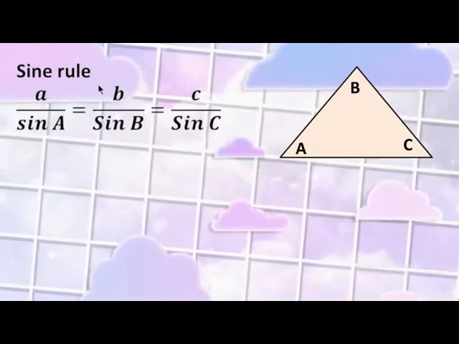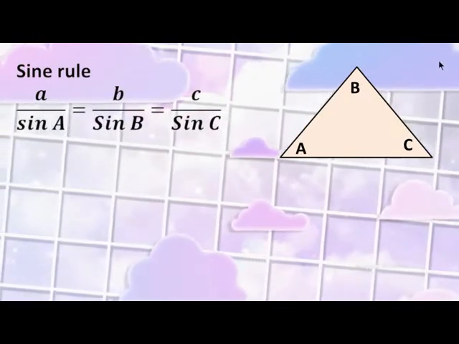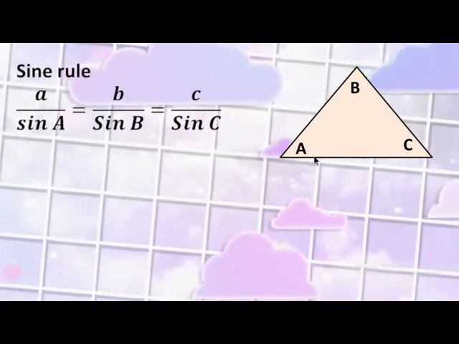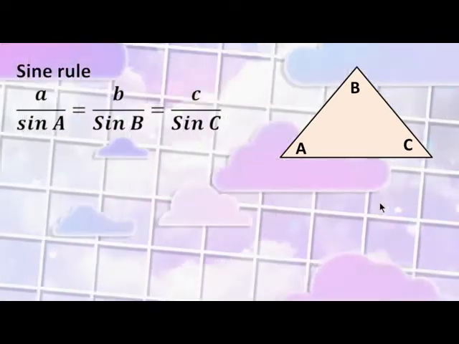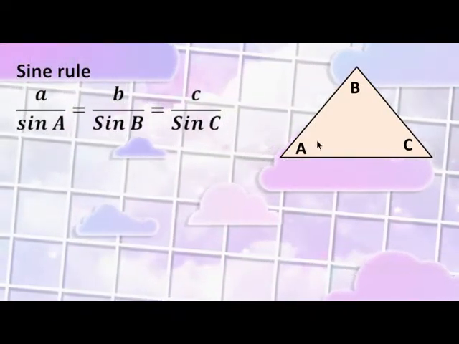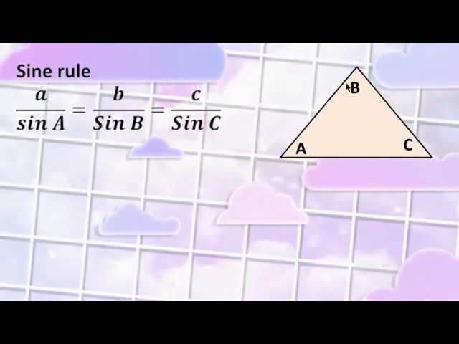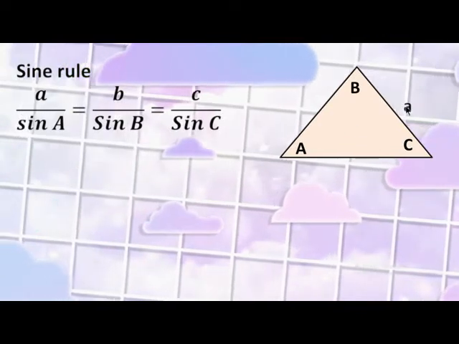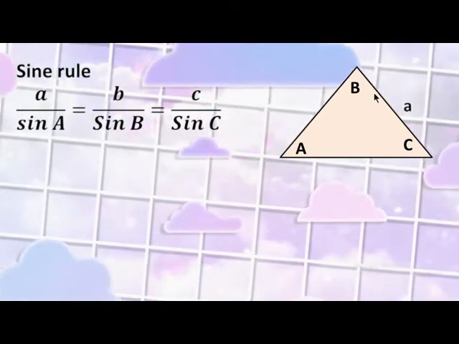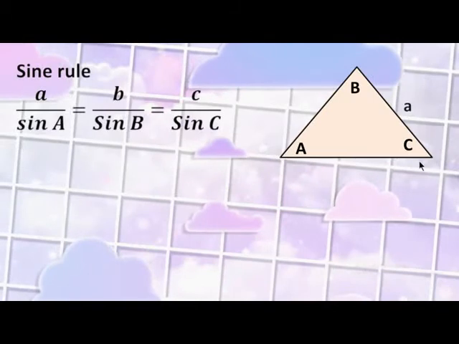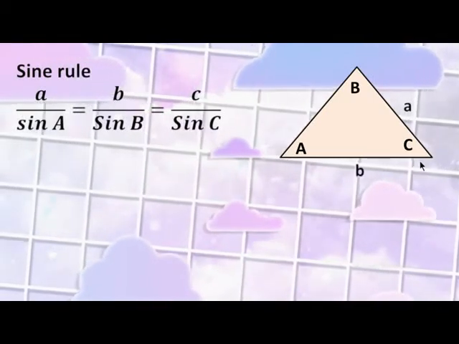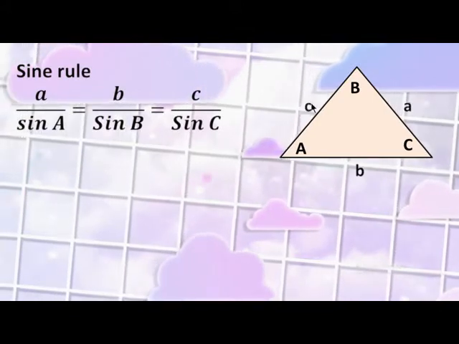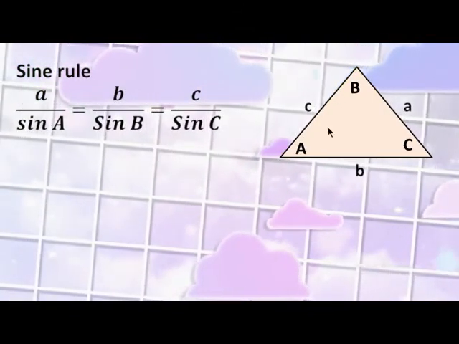Now, we're going to learn about the sine rule. Let's say this is the triangle, whatever kind of triangle, whether it's a right angle triangle or not. If this is angle A, the side in front of angle A is side A. And then this is angle B. The side in front of angle B is side B. And this is angle C. So automatically this is side C.